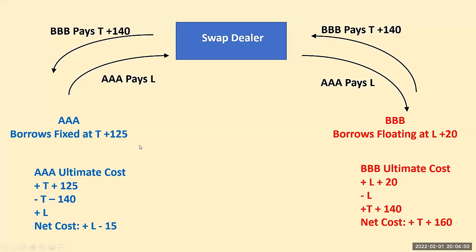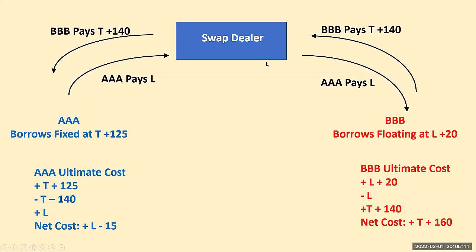Let's say AAA borrows $300 million. So AAA borrows $300 million. They get $300 million in cash, and they're going to pay T plus 125 on that fixed for 5 years. BBB borrows $300 million. They get $300 million, and then they're going to pay interest at LIBOR plus 20. That's going to change over time.